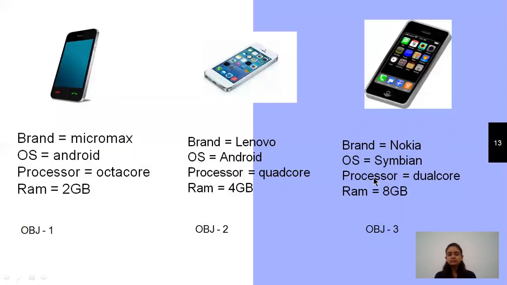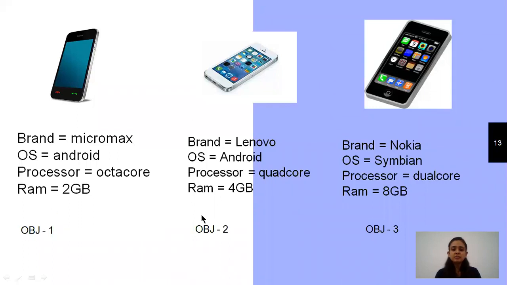Now the next is over here. I have created three different objects, the three different mobile phones. In the first mobile phone, my brand is different, that is Micromax. In my second mobile phone, again the brand is different, and in my third mobile phone, again the brand is different. Again over here, the operating system is also different in different mobile phones. The processor is also different, and the value of the RAM is also different.